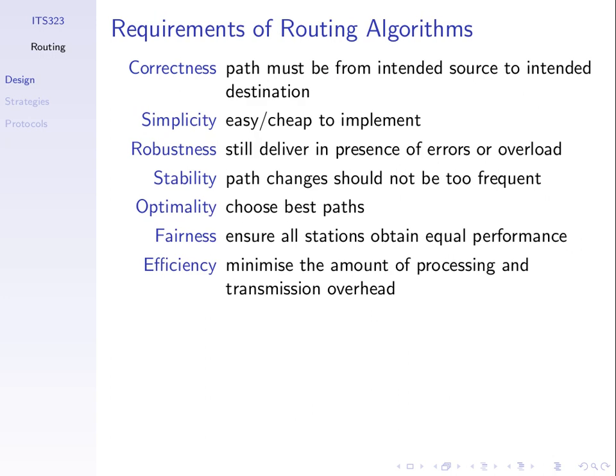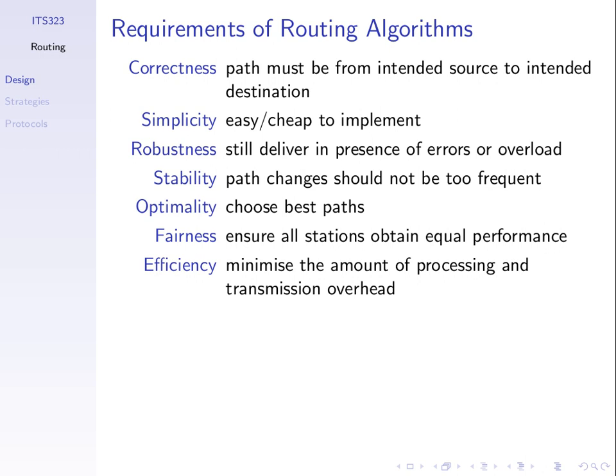Some general requirements: a routing algorithm needs to be correct. A routing algorithm takes as input the source and the destination, and returns as output the best path between source and destination. So if the source is A and the destination is B, a routing algorithm must return a path between A and B. It cannot return a path from A to C. That would be incorrect. That's almost obvious. We don't want a routing algorithm that doesn't get us to the destination.